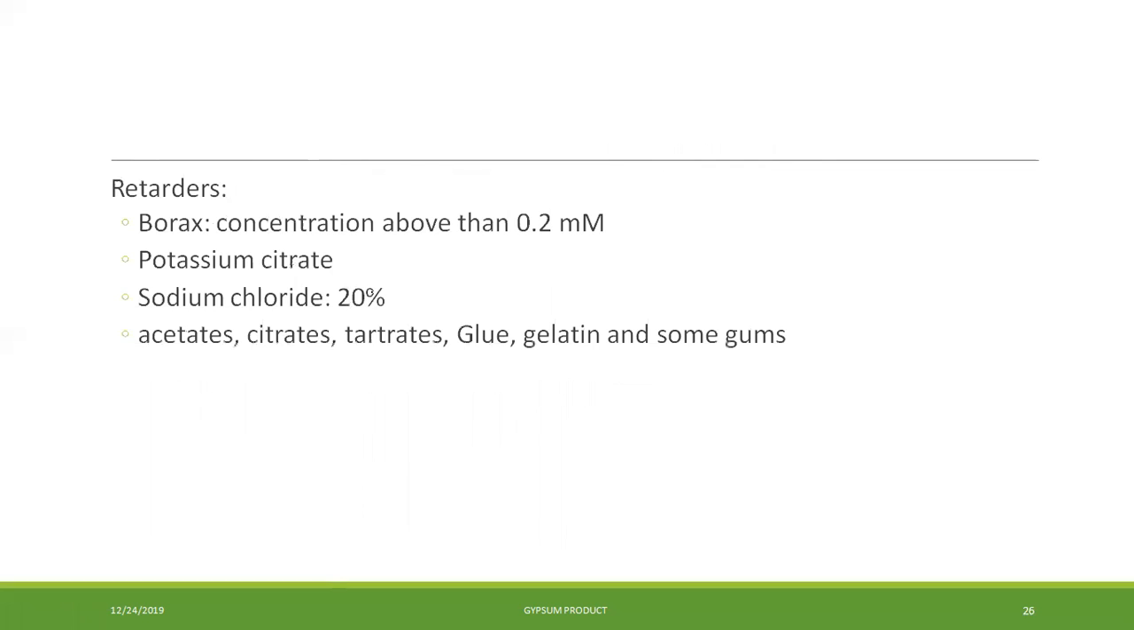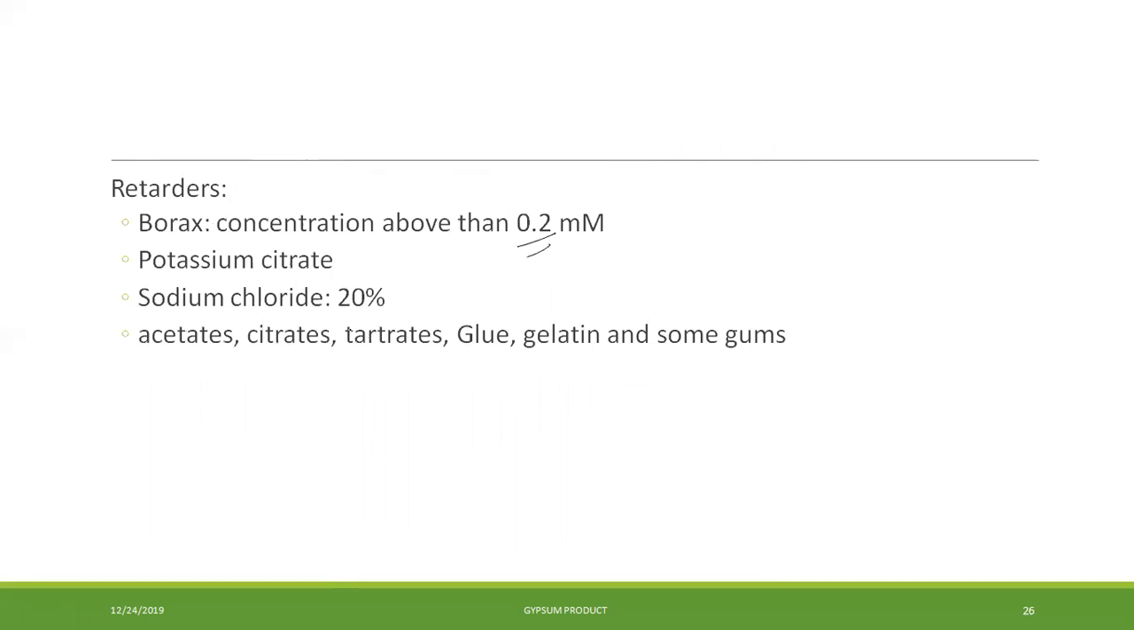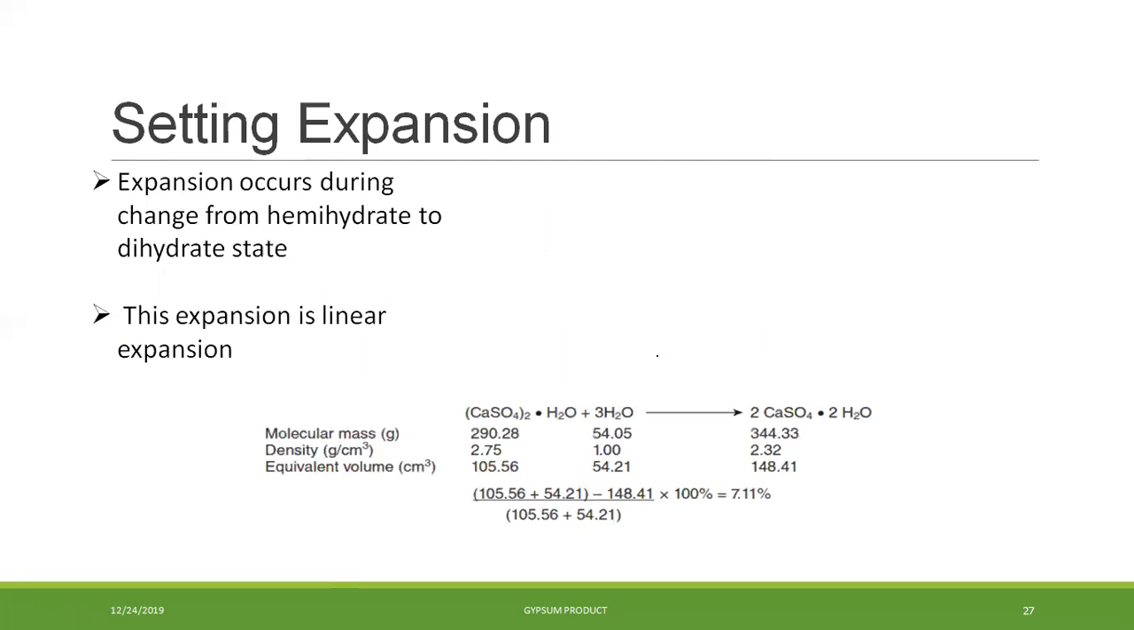Retarders are borax at a concentration above 0.2 mm. If it is lower than 0.1 mm, that is an accelerator; more than that, it is a retarder. Others include potassium citrate, sodium chloride 20%, acetate, citrate, tetrates, glue, gelatin, and some gums. You have to mug up all these things, right?